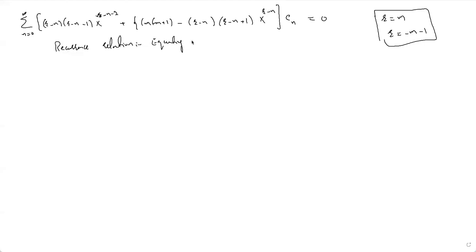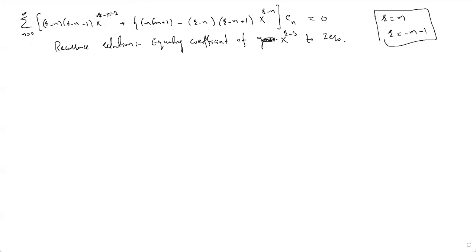Equating the coefficient of x raised to the power r minus s to 0. So we have to equate the coefficient of x raised to the power r minus s. I am not bothered about the summation, because the equation is like this. We need to equate the coefficient of x raised to the power r minus s.